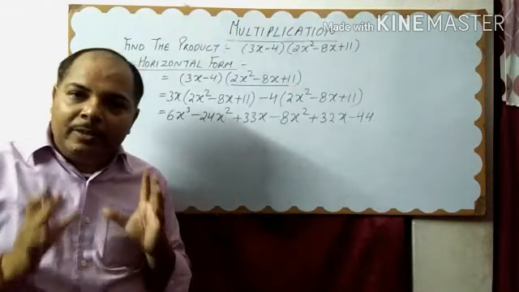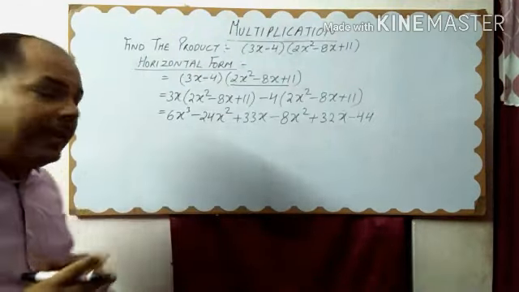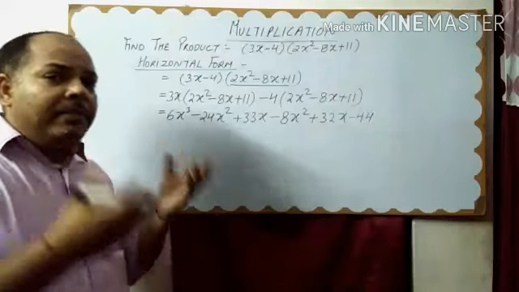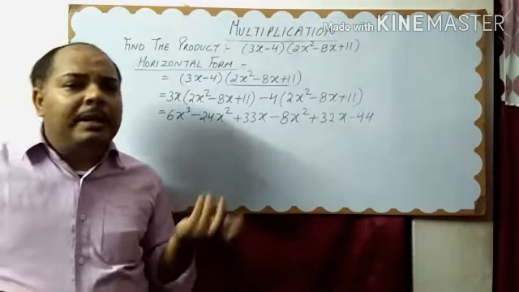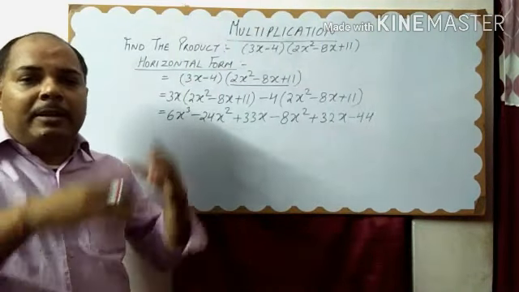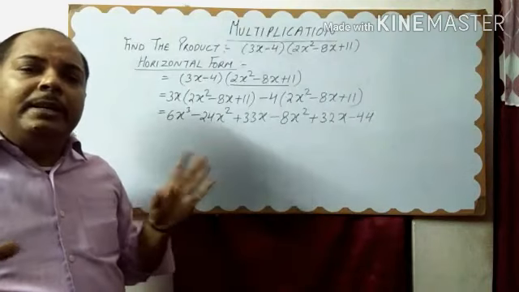Multiplication is complete. Now we will identify the like terms. If some like terms are there, we will add or subtract the like terms. After that, our multiplication should be complete.